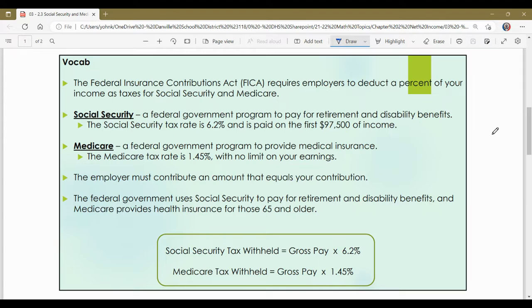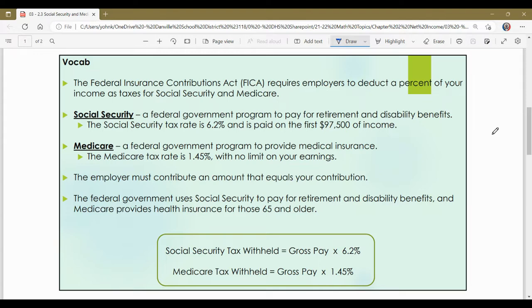The other program that is part of FICA is Medicare, and this is a federal government program that provides medical insurance. Usually, when you work full time for a company, you get some sort of medical insurance, health insurance, vision insurance, dental insurance, all sorts of different health insurances through your employer. However, when you don't have a job anymore, then you usually don't have health insurance. And when you're older, you tend to need it more than when you're younger. So a program called Medicare allows you, when you retire, to start having health insurance. My mom was so excited when she turned 65 because then she could get Medicare health insurance after she had retired.